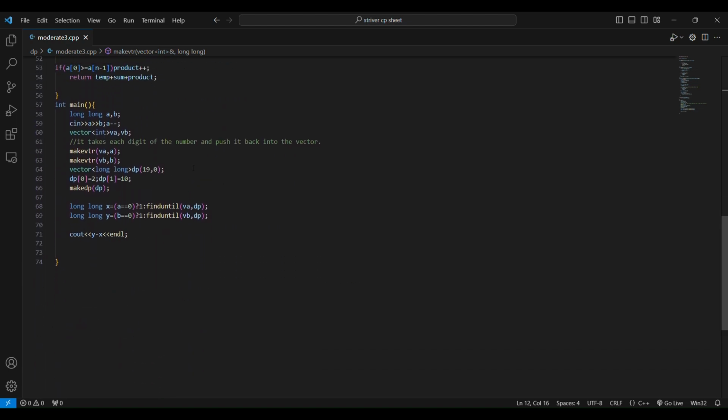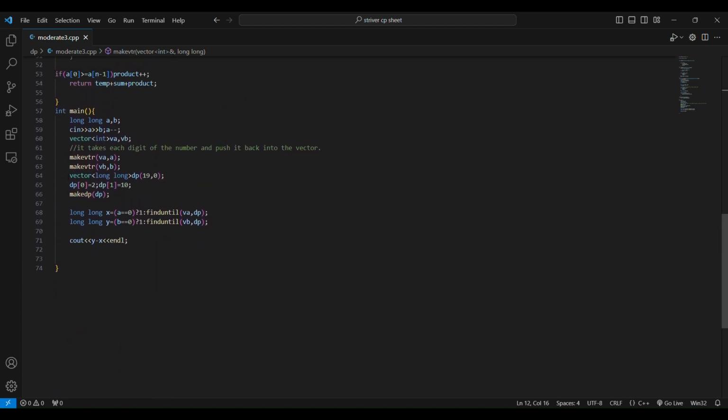As discussed earlier, we have a dp vector which stores the number of integers from 0 to some 10 or 100 or 1000. We have 19 elements in this dp array where each element represents the number of integers from 0 to 10 to the power of I, where I is the index in the vector. As discussed earlier, for 10 to the power of 0, that is 1, there are two such numbers, 0 and 1, and dp of 0 and dp of 1 are base cases.